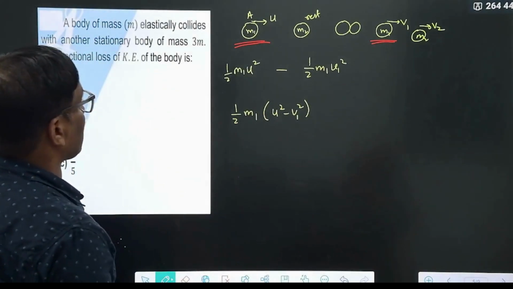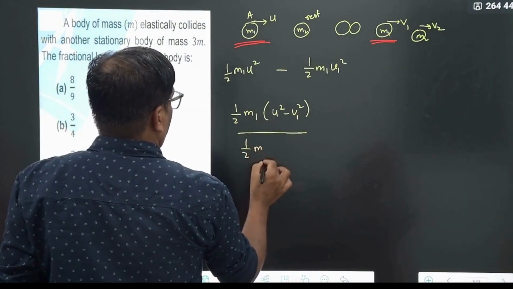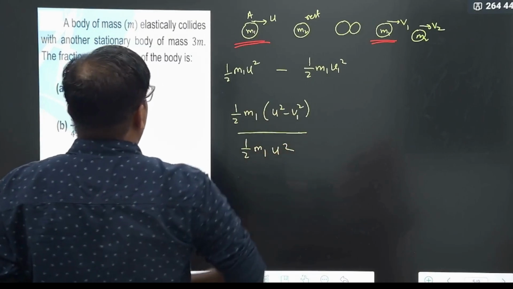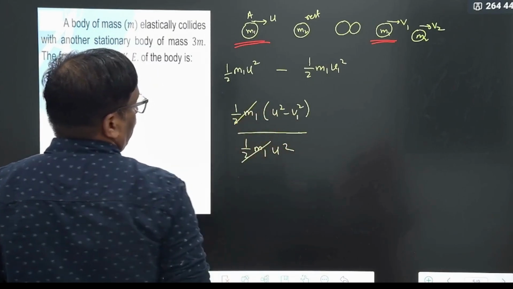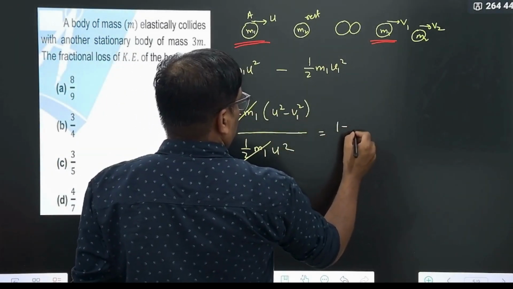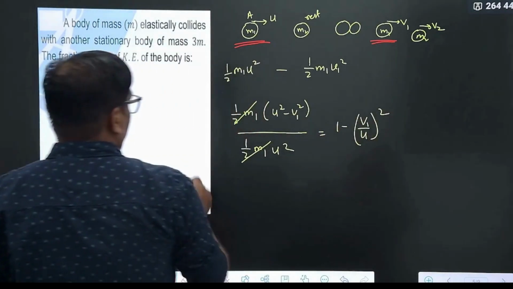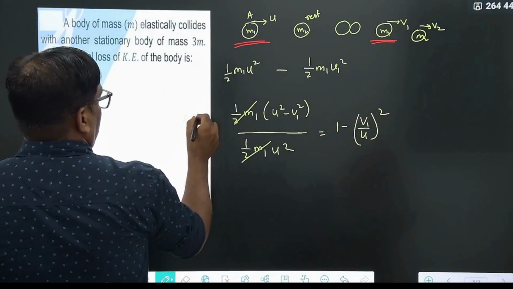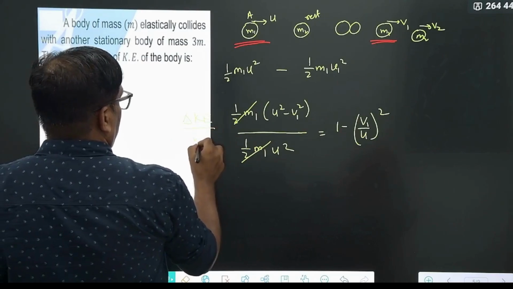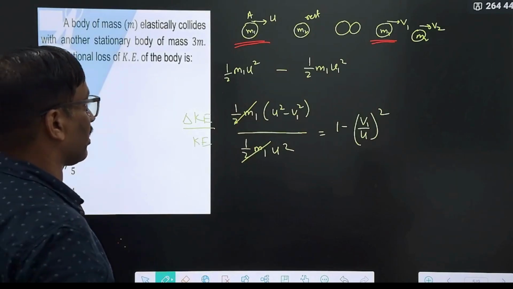So he is asking for the fractional energy loss, no? Therefore, divided by half m1 u square, this will be your fractional energy loss. Therefore, you can rewrite it as 1 minus v1 by u whole square. This is your fractional loss of kinetic energy, that is, loss of kinetic energy by initial kinetic energy. Clear? Now, we want to calculate v1.